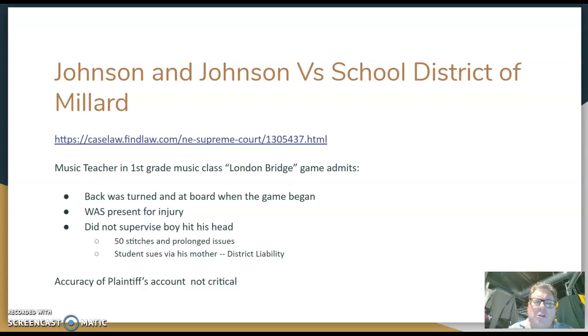The teacher acknowledges her back was turned. She was at the board for a quick second writing something. When she was done talking, she admits she was present for the injury, and she admits she did not see the boy hit his head. She didn't supervise. The accuracy of the little boy's description of what happened was in question and not a determining factor. He said this went on for 3 minutes. If you can kind of hum the song in your head, it goes about 12 seconds. He said he was in the air for about 10 seconds. That's not really physically possible, nor is it important for this matter.